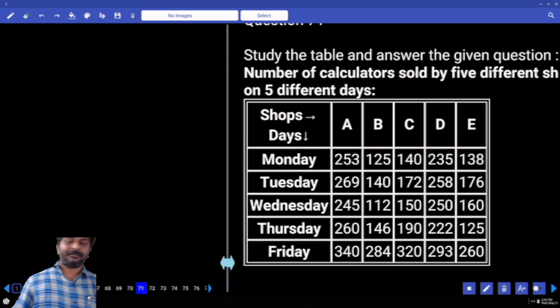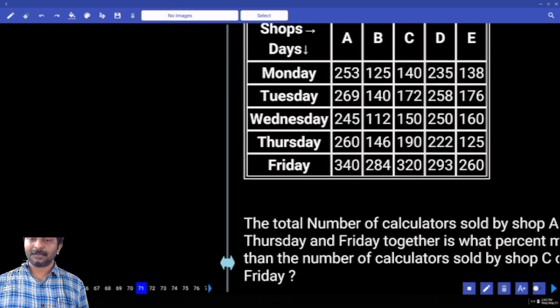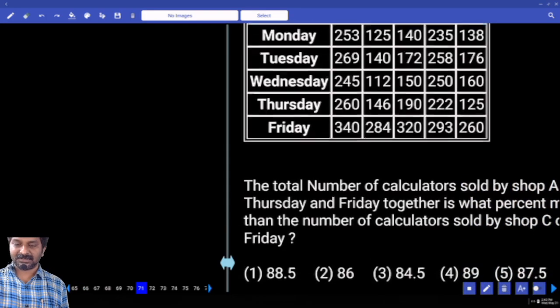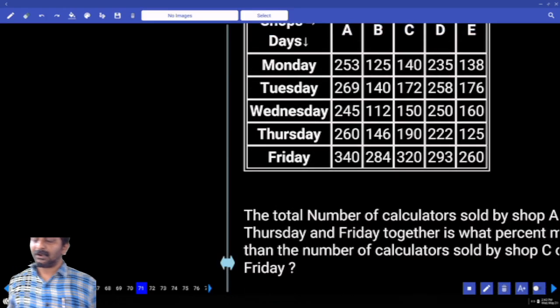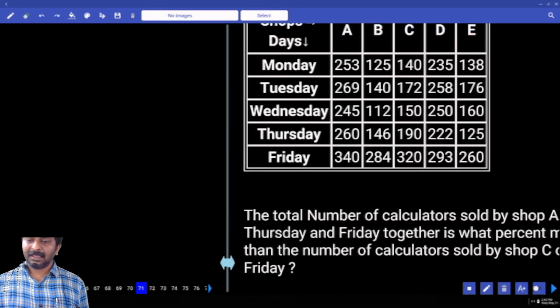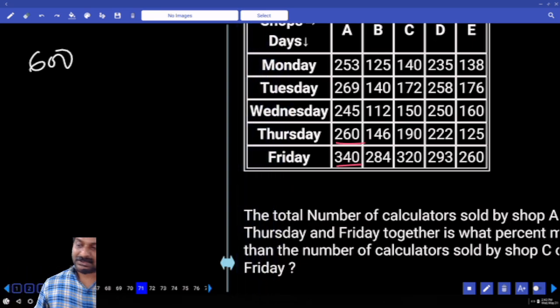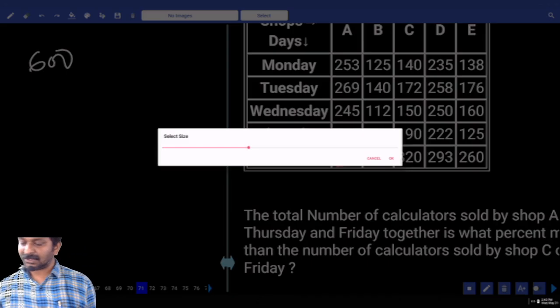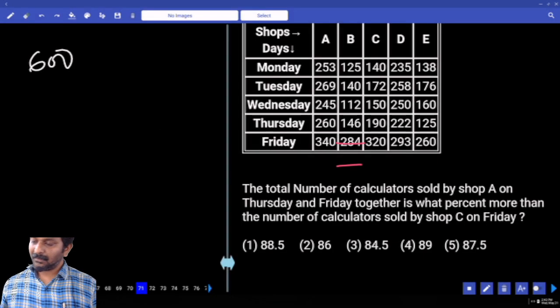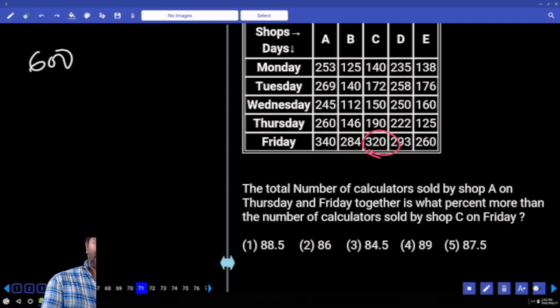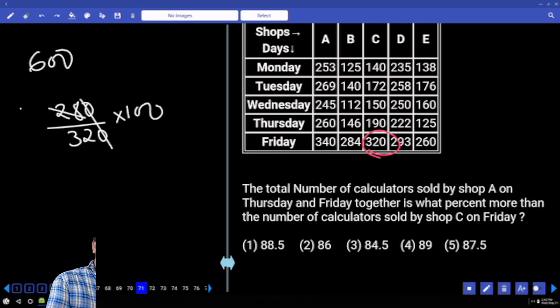Number of calculators sold by 5 different shops on 5 days. 5 different days, right? Total number of calculators sold by shop A, Thursday, Friday together, both 600. Is what percent more than the number of calculators sold by shop C on Friday? C on Friday, 320. 600 is how much more than 320? It is 280 more upon 320 percentage into 0, 0 gets cancelled, 4. 7 times 4, 8 times, 7 by 8.